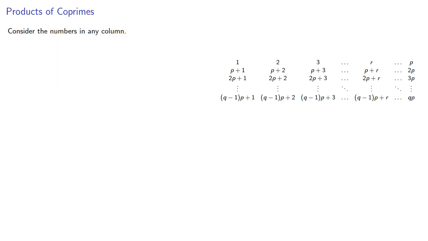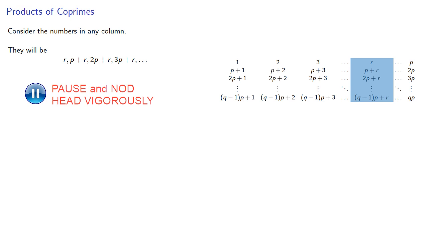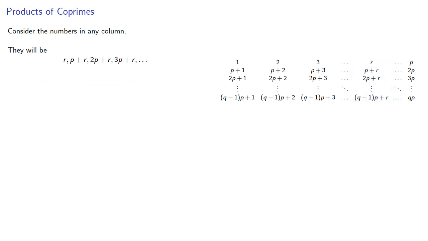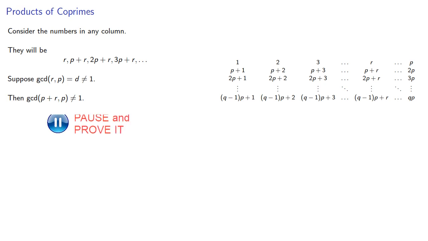So consider the numbers in any column. They'll be r, p plus r, 2p plus r, 3p plus r, and so on. So suppose the greatest common divisor of r and p is some number d not equal to 1. Then the greatest common divisor of p plus r and p will also be not equal to 1. And in general, the greatest common divisor of any multiple of p plus r and p is not going to be equal to 1.